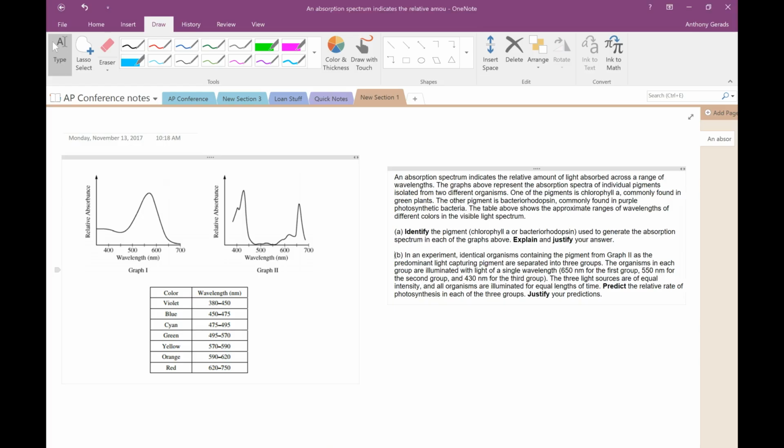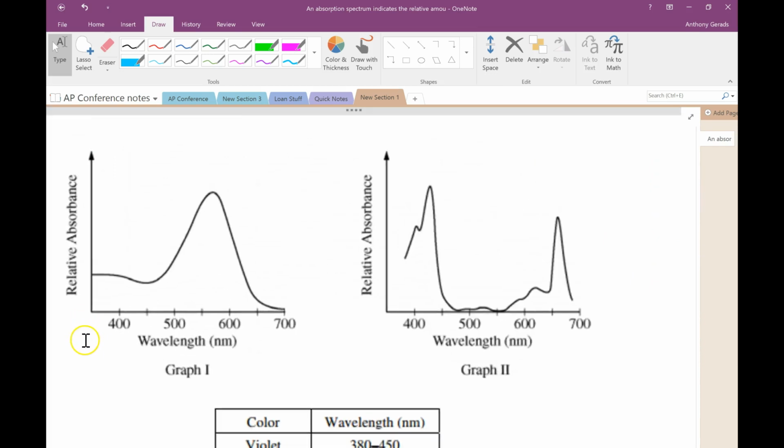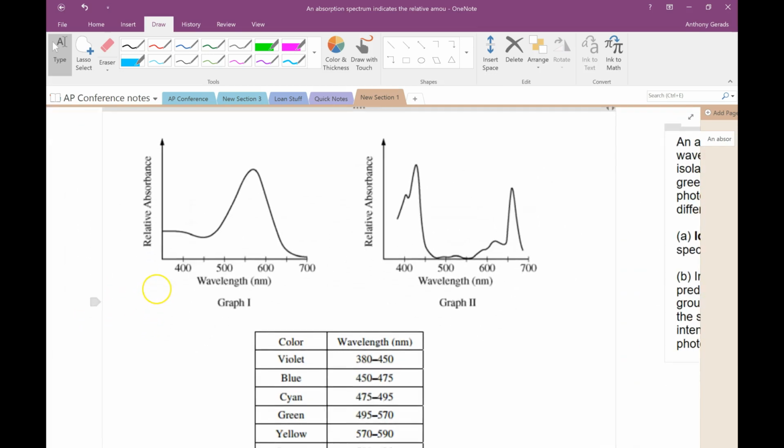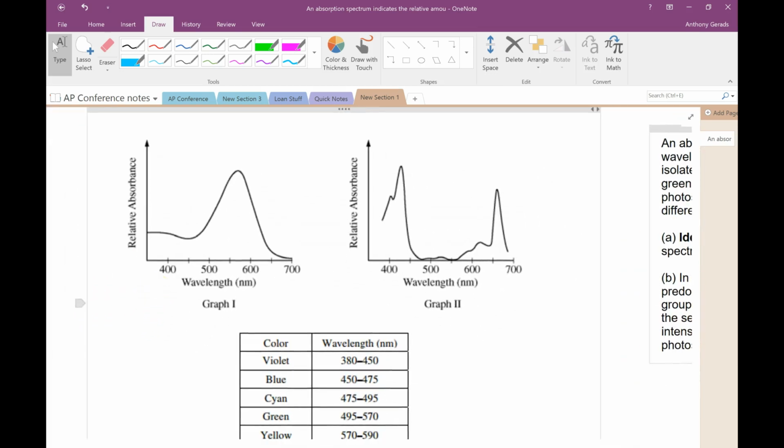Oh, all right. So question 1, or A, says identify the pigment chlorophyll or bacteriorhodopsin used to generate the absorption spectrum for each of the graphs. Explain and justify your answer. So for graph 1 and graph 2, we need to decide whether we're looking at one for bacteriorhodopsin or for chlorophyll.